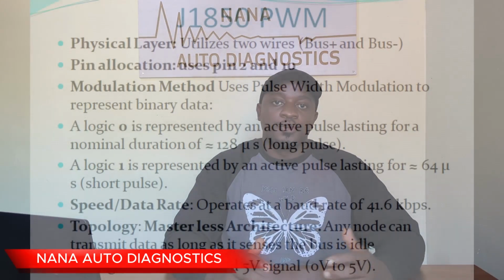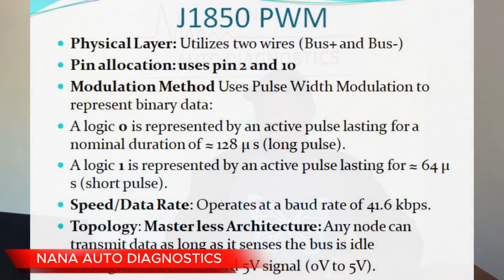Now, this protocol operates at a speed or data rate of about 41.6 kilobits per second. So we can see it operates at a higher speed than the VPW, and it uses the same topology as the VPW, which is a masterless architecture. In this, any node can transmit data as long as it senses the bus is idle. And the voltage levels will swing between 0 and 5 volts.